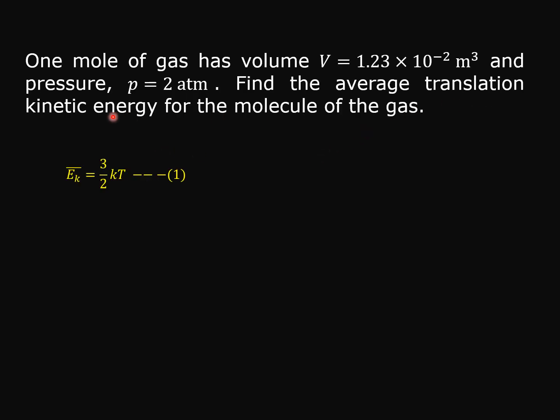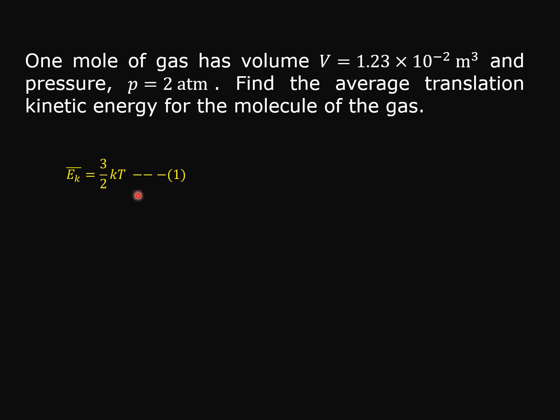The average translational kinetic energy of a molecule for gas can be obtained according to kinetic theory of gases from these equations, which is 3/2 kT. But the T, which is the temperature in Kelvin, is not given in the equations. So that means we cannot directly use this formula by substituting the value of the T.